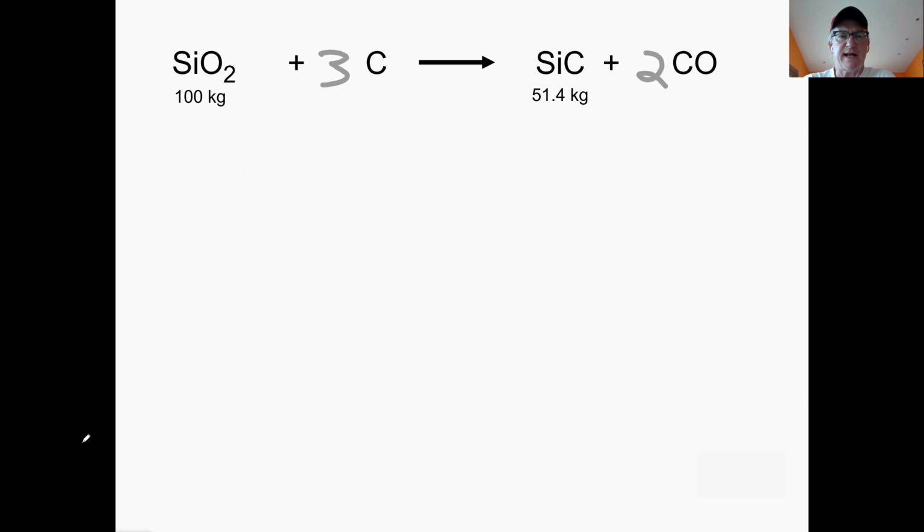Yeah, so does that balance? I think that does balance everything, right? 3 carbons, 1 silicon, 2 oxygens. Yeah, I think we're set to go. So the question is, what is the yield? What's the percent yield if I get 51.4 kilograms of product? That's the actual yield. What do I need to figure out to get the percent yield?